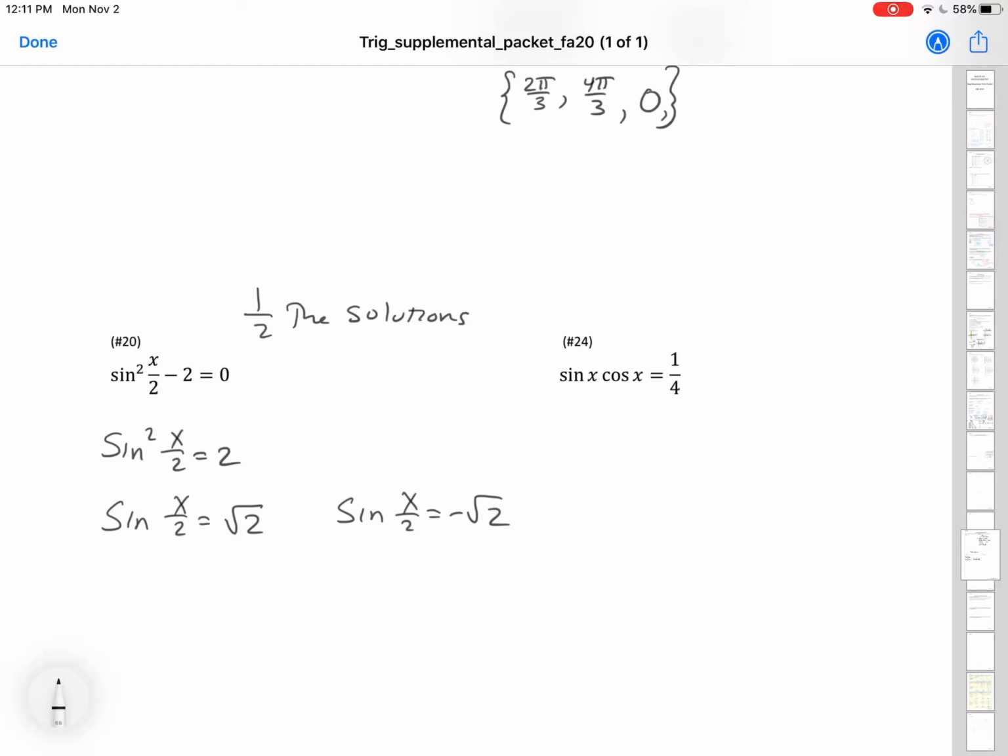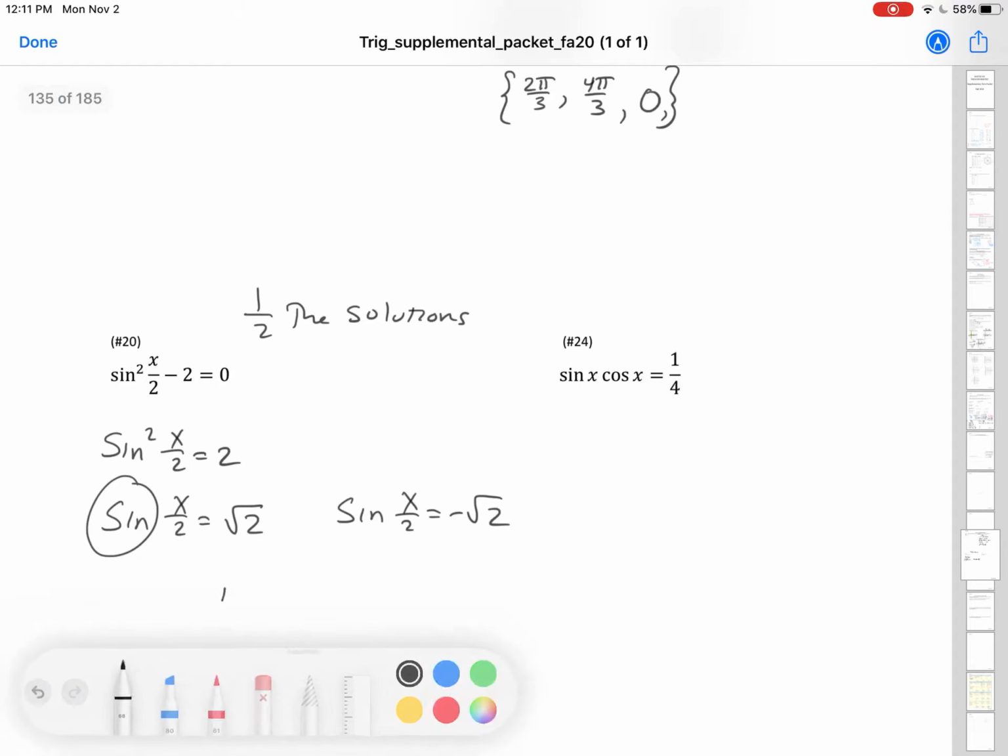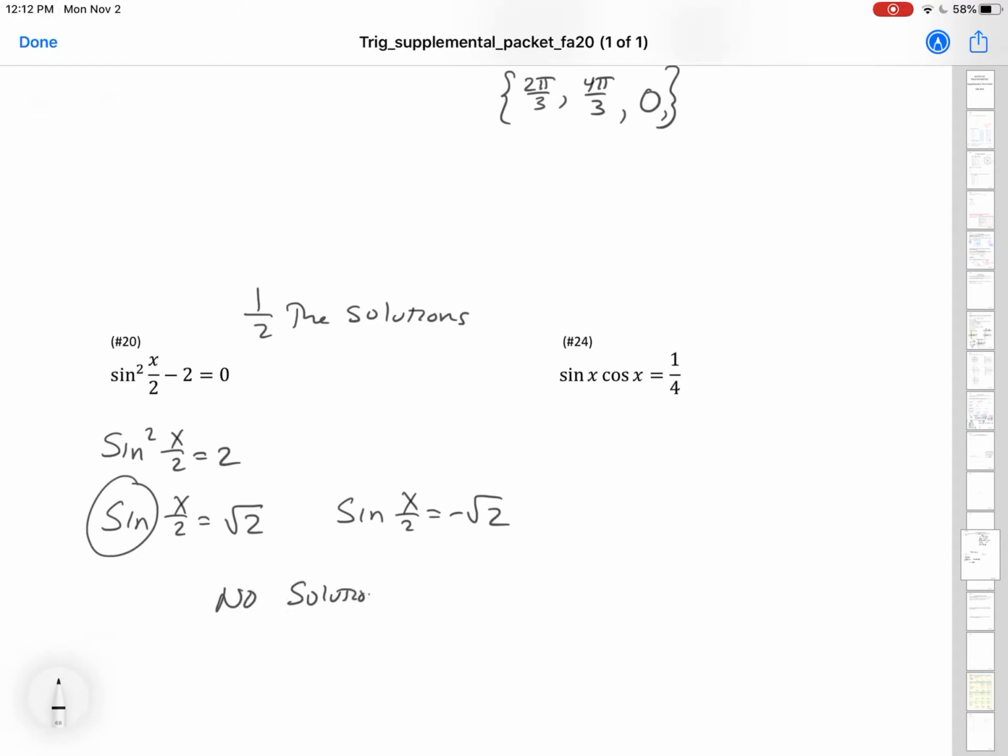Okay, well, think about for a moment what the square root of 2 is. The square root of 2 is 1 point something. Well, that's a problem. Sine has a maximum value of 1 and a minimum value of negative 1. Well, that means this has no solution, and this has no solution. Let me erase that and make that look a little bit better. Neither one of them have any solutions coming out. There's no solution because root 2 is greater than 1.